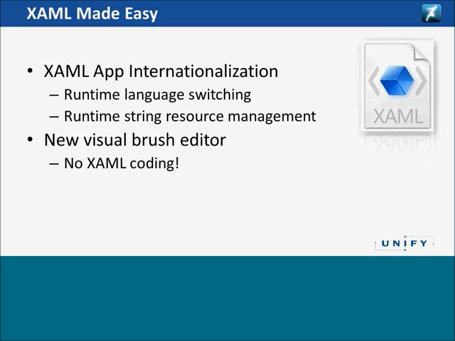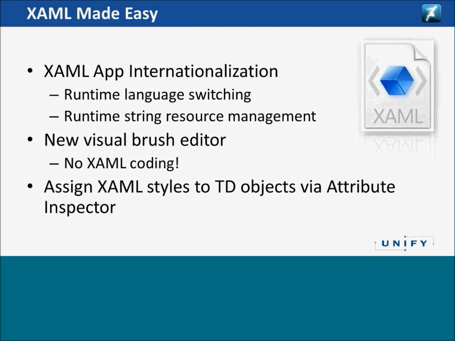We have a new XAML brush editor, which allows you to change the design of objects with no XAML coding at all. And you can assign XAML styles to TD objects via Attribute Inspector. For example, if you want to use the sample that we demonstrated at last year's DEF CON, where we turned a progress bar into a thermometer, you could simply use that XAML and the style definition and just apply that in Attribute Inspector, without going into more details and editing the app.xaml file. That's not necessary anymore.